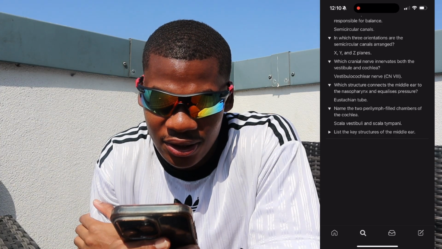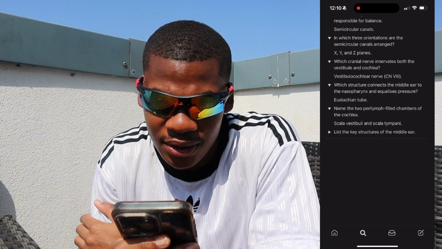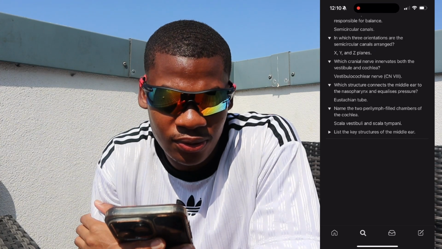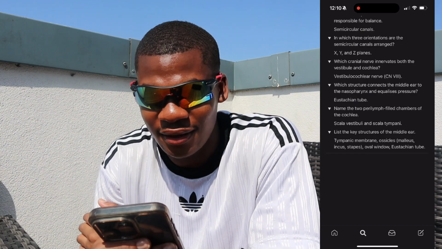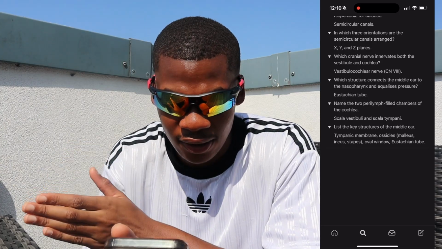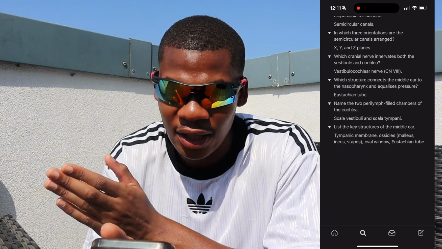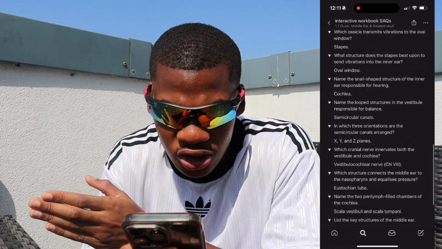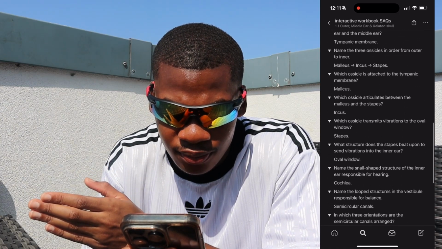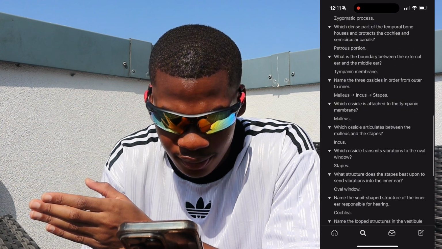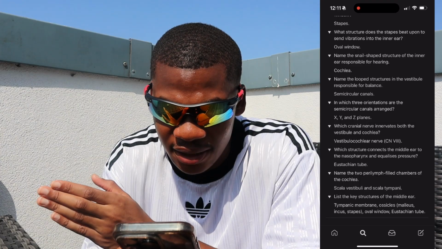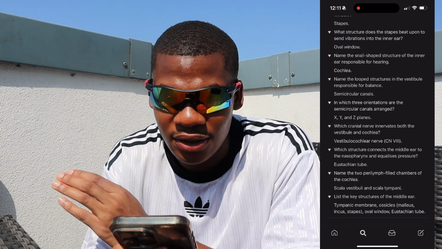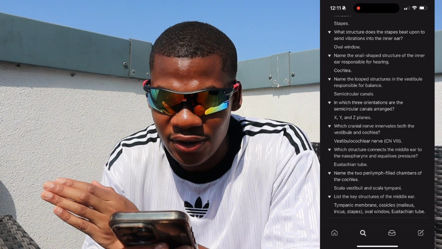Okay, list the key structures of the middle ear. Yeah, your ossicles and your oval window maybe. Okay, I've got some of them right. So your tympanic membrane is a middle ear structure, your ossicles, malleus, incus, stapes, your oval window, and then you have your eustachian tube. And if I just scroll up, yeah, that connects the middle ear to the nasopharynx.